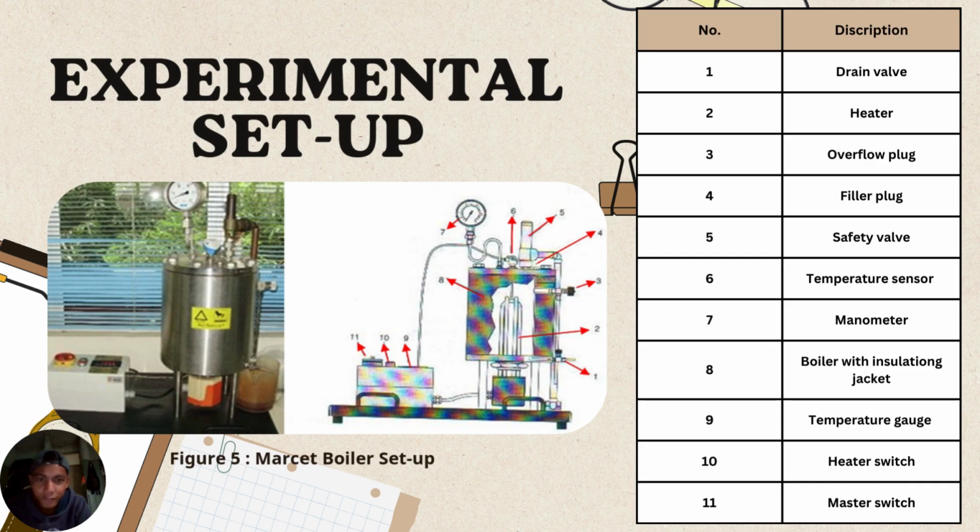Looking at the labels, number one is the drain valve. Two is the heater. Number three is the overflow plug. Four is the filler plug. Five, the safety valve. Six is the temperature sensor. Seven is the manometer. Eight, the boiler with insulation jacket. Nine, the temperature gauge. Ten is the heater switch, and last, eleven is the master switch.